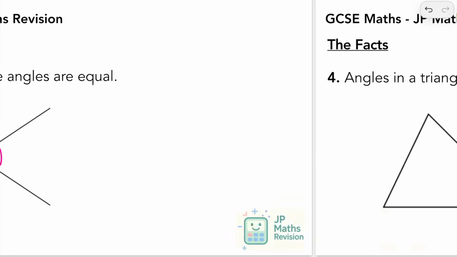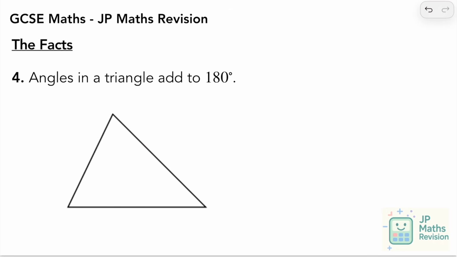Number 4 is that angles in a triangle add up to 180. So again, if we have two angles in a triangle, so for example, if this was 30 and this was 40, we could do 30 plus 40 to get 70 and subtract that from 180 to get 110.